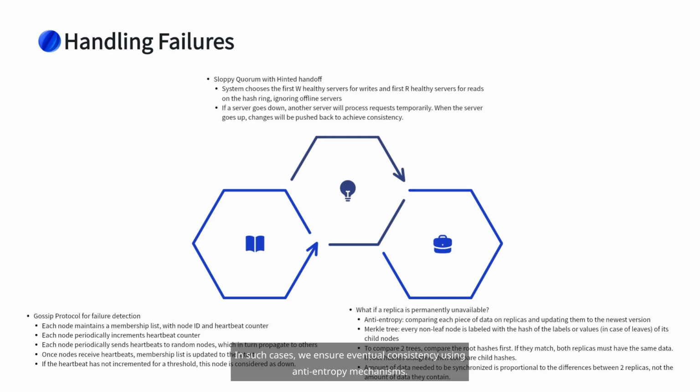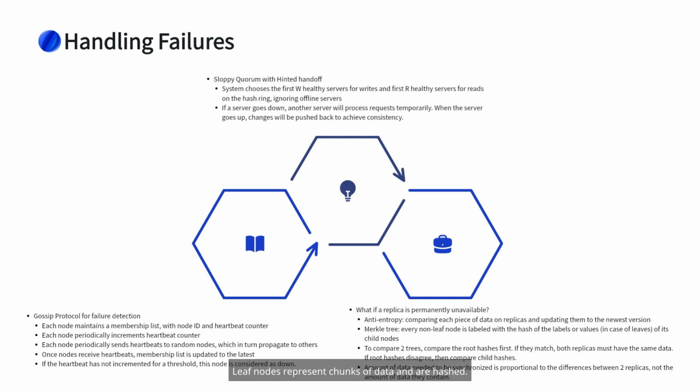3. What if a replica is permanently unavailable? In such cases, we ensure eventual consistency using anti-entropy mechanisms. Anti-entropy involves comparing each piece of data between replicas and updating them with the most recent version. To do this efficiently, we use Merkle trees, a hash-based data structure.